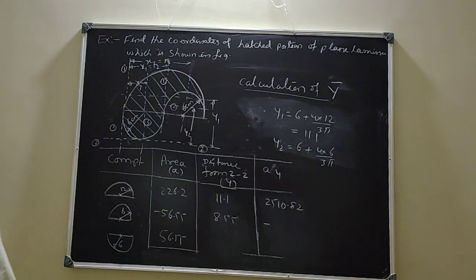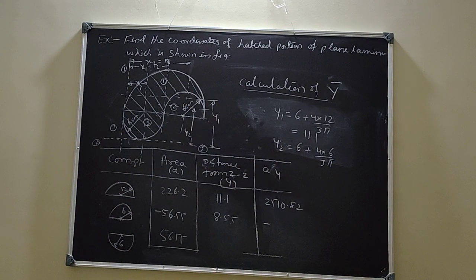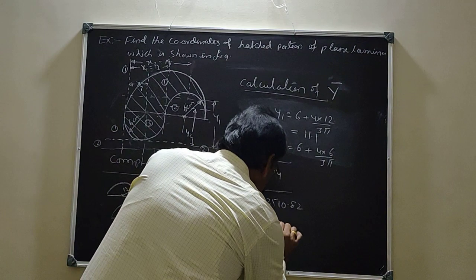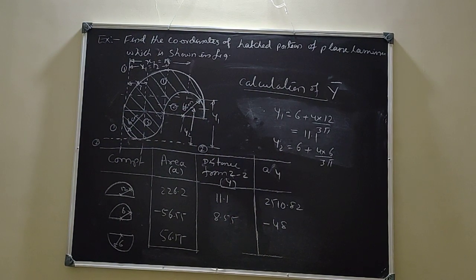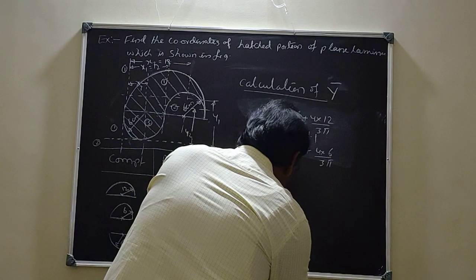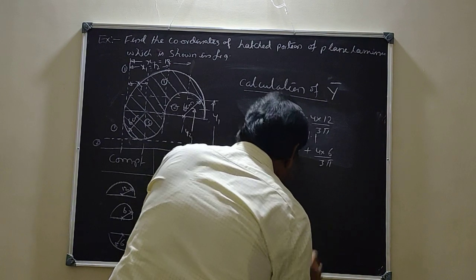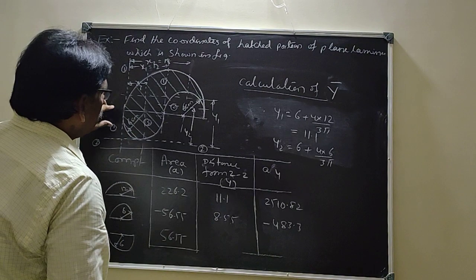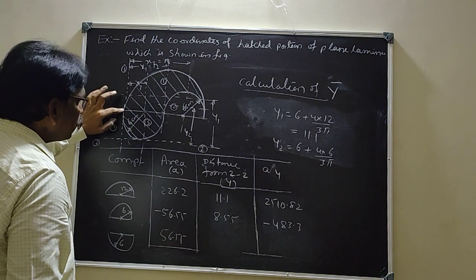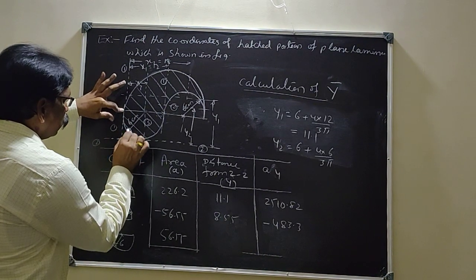minus 483.3. Then comes the centroidal distance of this one from the reference line.